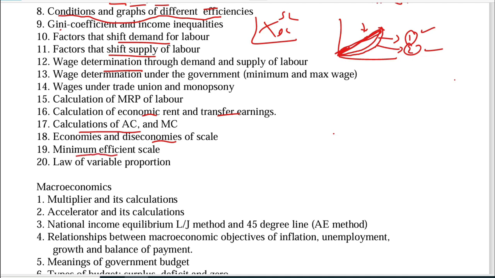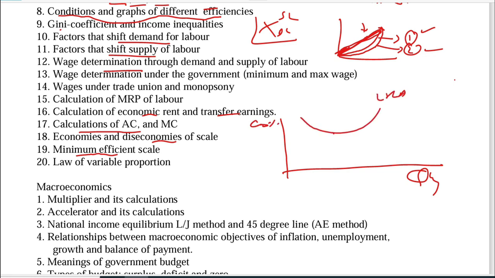You must know minimum efficient scale as well. For example, we have quantity on X and we have cost on Y. This is the long run average cost. This falling part is because of internal economies of scale, and this lowest point is constant returns to scale or minimum efficient scale, and this is internal diseconomies of scale.